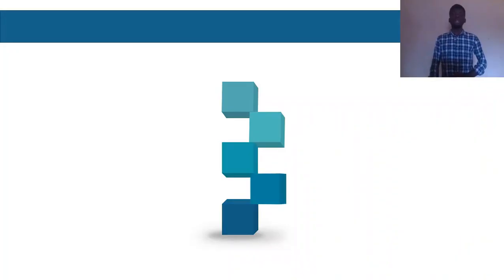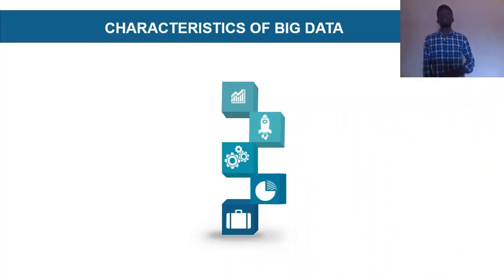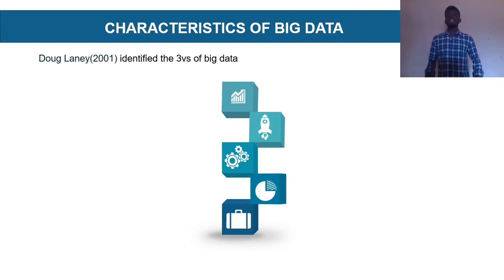Some other things I would like to discuss with you right now are the characteristics of big data. You always see this, data scientists always talk about this, friends. So what are the characteristics we have for big data? Doug Laney in 2001 enumerated 3 V's of big data. He introduced 3 of the first 5 V's of big data, and the first V he introduced was volume.